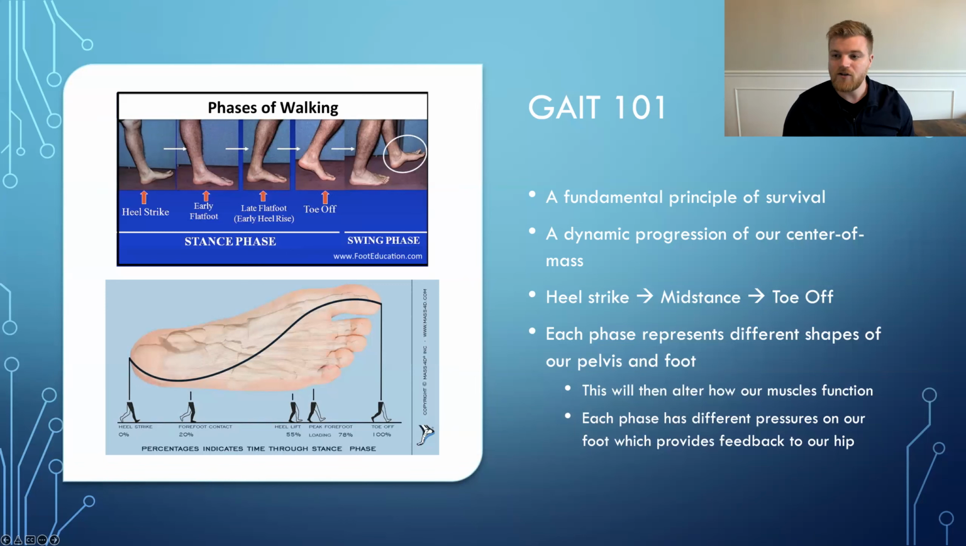Otherwise, if we're using muscles, which is very inefficient and very metabolically rich, like we have to use a lot of energy in order to do that, that's when we start to create overuse injuries or muscle strains because we cannot manage the amount of forces coming at those tissues from the ground.